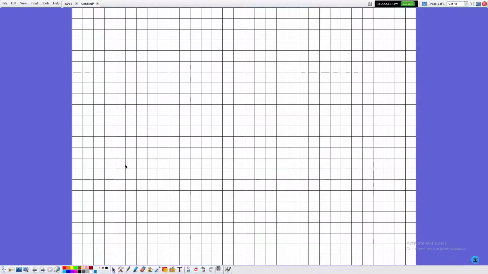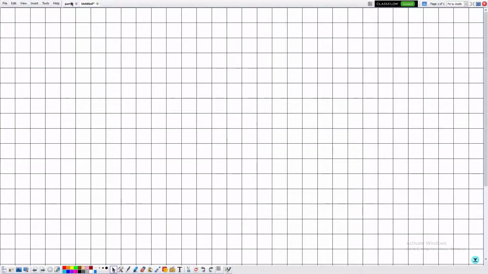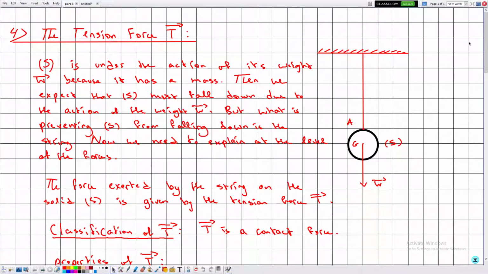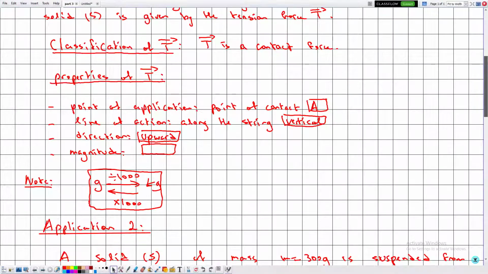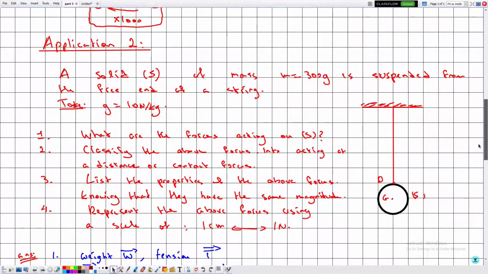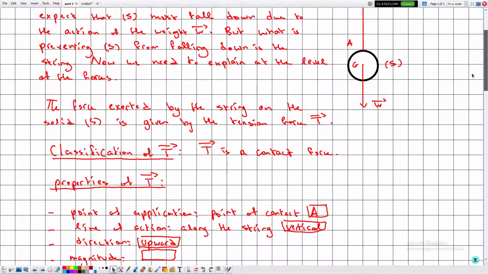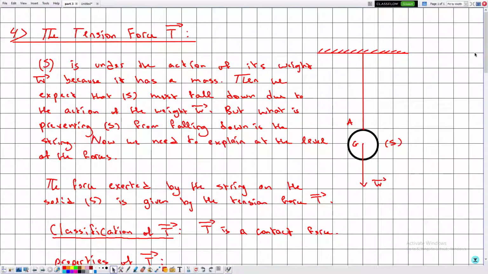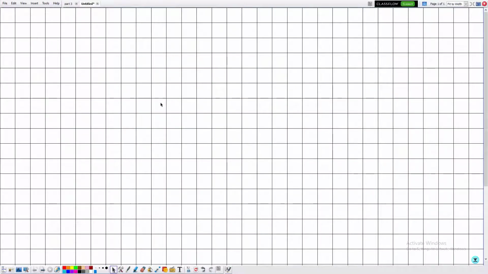So we have reached part 3 of chapter 5, which is basically chapters 5 and 6 together. Previously, we discussed the tension force in section 4, and we did a direct application, application number 2, that stresses the different properties and why the tension force exists. Now we will do the same analysis but for another force, which is the normal reaction.